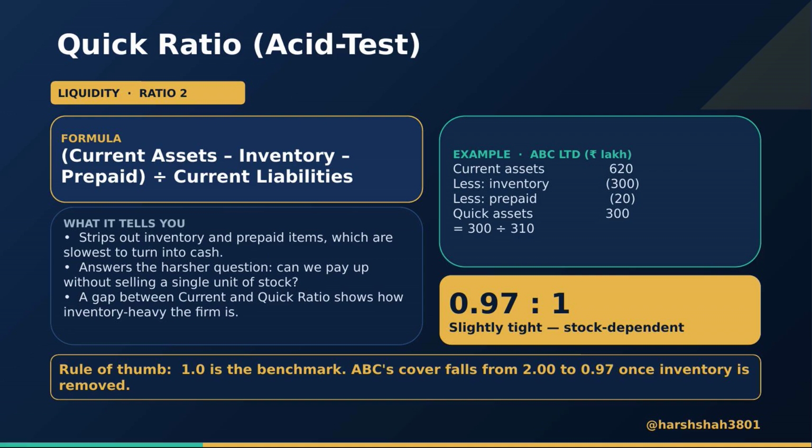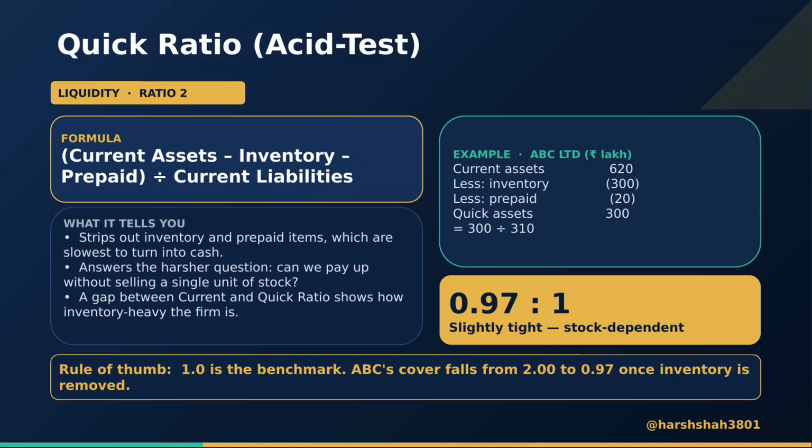Now let's look at the quick ratio, also called the acid test ratio. And I love this name because it really is a tougher test. The formula: current assets minus inventory minus prepaid expenses, all divided by current liabilities. For ABC Limited, 620 take away 300 of inventory, take away 20 of prepaid expenses. That leaves quick assets of 300.